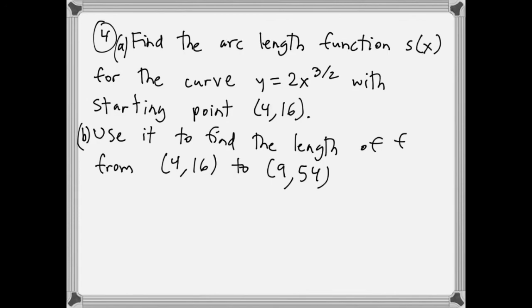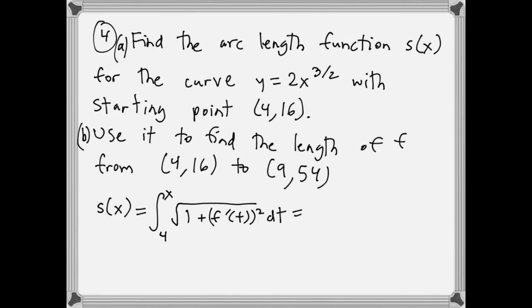All right, so we have our curve y equals 2x to the 3 halves. What we're going to do is just replace the x's with t's, so that we don't repeat our variable usage, okay? And our starting point is 4, right? So this means that our s of x is going to be the integral from 4, that's the starting value, and then we're ending at x, and then we're going to have the square root of 1 plus f prime of t squared dt. And so I need to figure out what that is on the next page here.